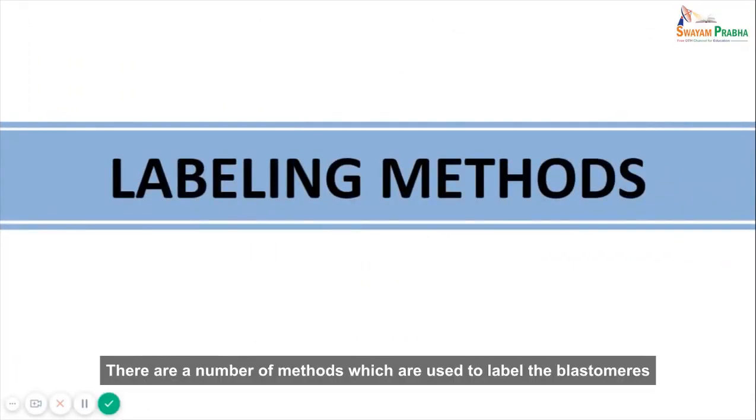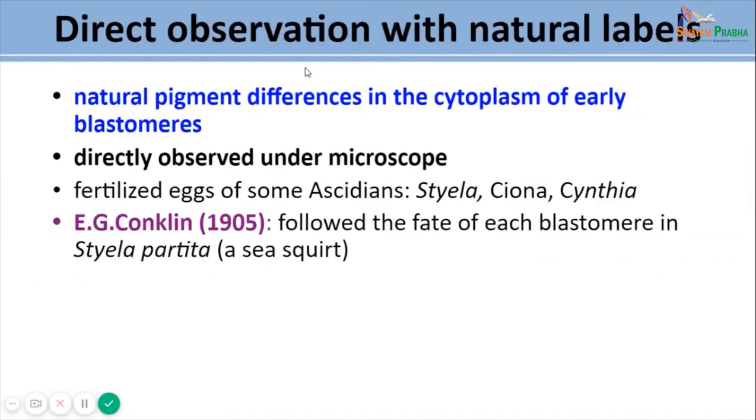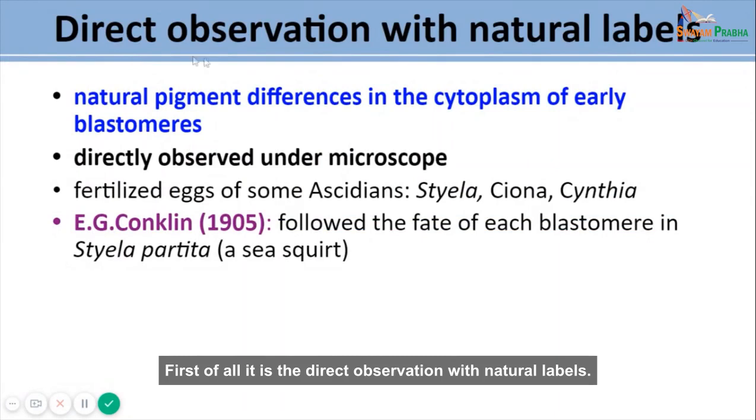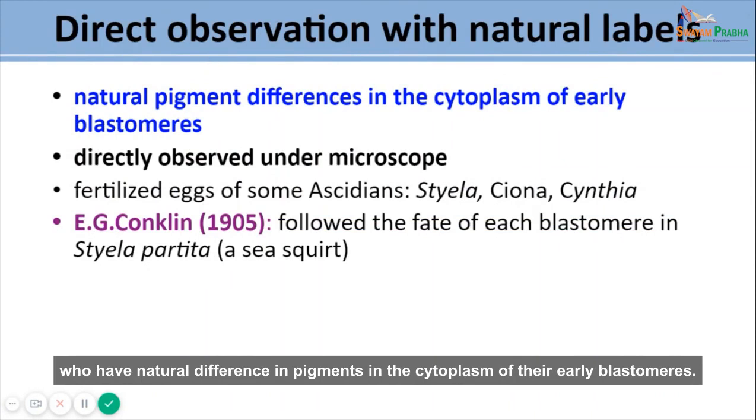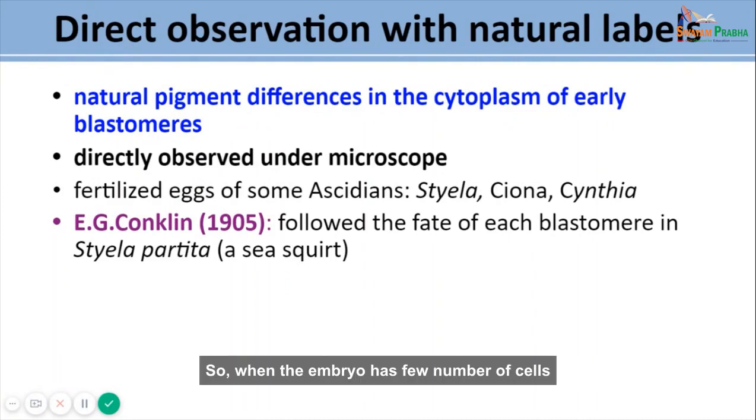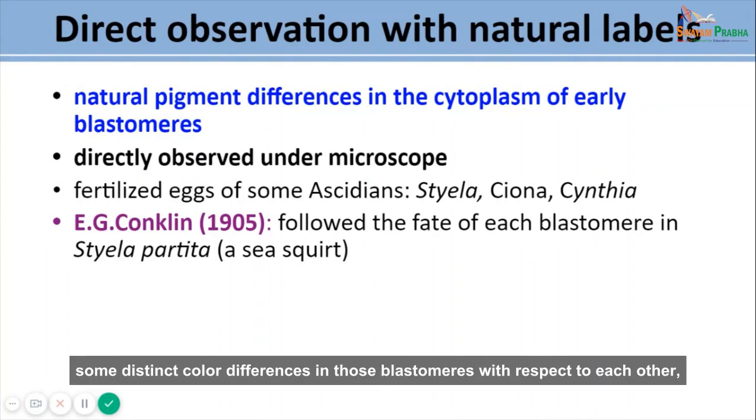There are a number of methods used to label the blastomeres to study their fate maps. First of all, it's direct observation with natural labels. Here, certain embryos have natural differences in pigments in the cytoplasm of their early blastomeres. When the embryo has a small number of cells and there are already distinct color differences in those blastomeres with respect to each other, it becomes possible to directly observe such embryos under the microscope and trace the fate of each cell into the various organs it is going to generate.